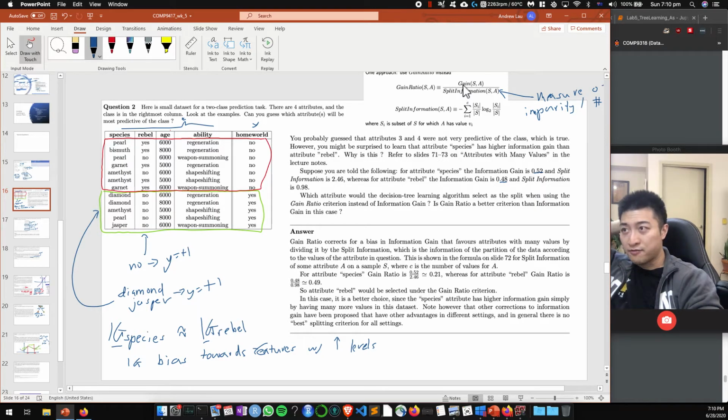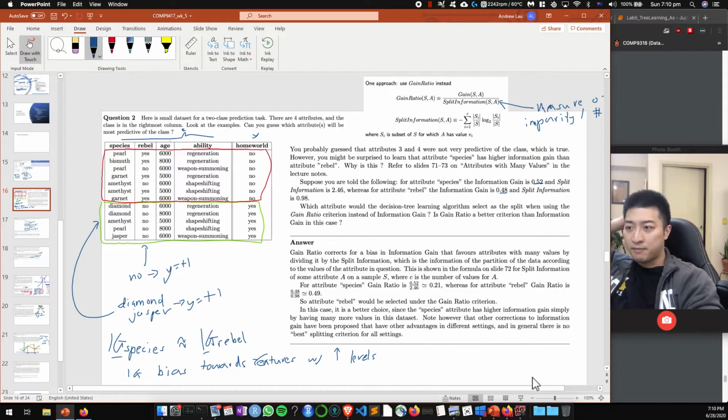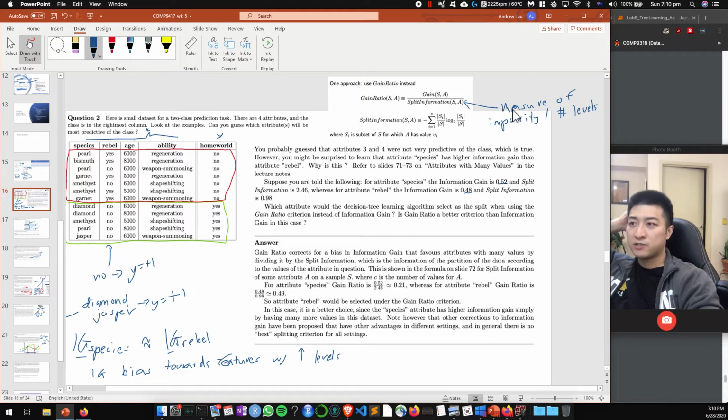You take your original information gain and you divide it by what's called your split information. This should look familiar. This kind of looks like the entropy formula, doesn't it? This is literally the entropy in terms of the number of levels, right? And so the idea is, with the split information, the more entropy there is, the more you divide by.